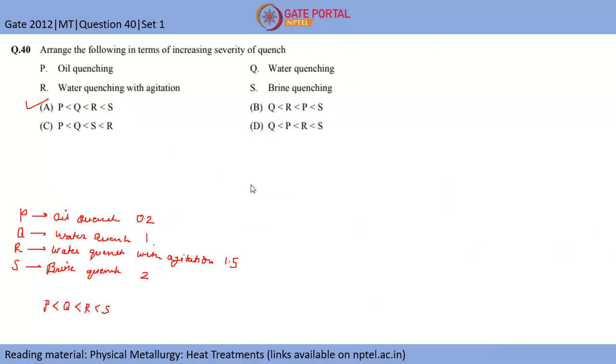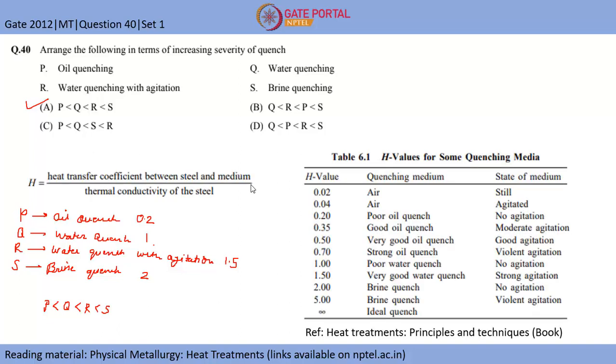And in the fourth, this is a knowledge based question. Here I have taken references from the book Heat Treatment: Principles and Techniques, where you can go through the H values of different quenching media and arrange them on the basis of these H values. You should have a rough estimate of these H values, and you can find them in this book.